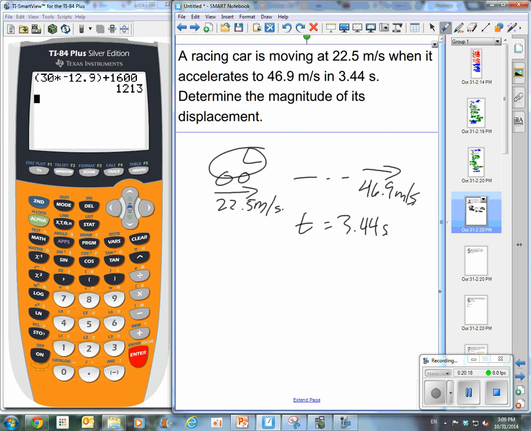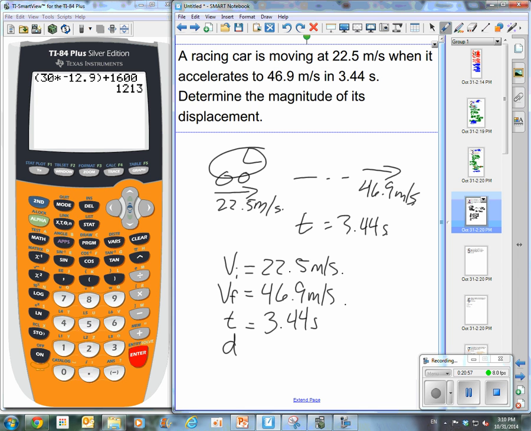So I've got some values here. I've got 22.5 meters per second. Meters per second tells me this is a velocity. It says that it is moving at that speed initially, so it is its initial velocity. I've got a value of 46.9 meters per second. Meters per second says this is a velocity, and that would tell me that it is the final velocity because it accelerates to that speed. I also have the number of 3.44 seconds. Seconds tells me this is time. The last part of this is asking me what I need to find out, and I need to find out what the displacement is. So that's what I don't know.